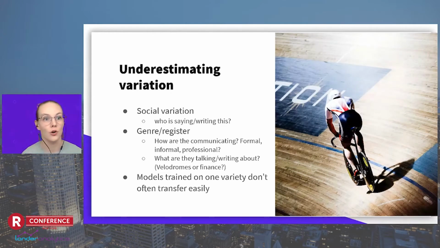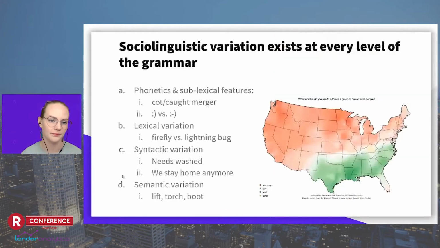What is the tone? How professional or formal is it? What is the topic that they are talking or writing about? So for example, a bank means something different in a velodrome, the little bike racing track, than it does in finance or watershed studies. The same word will have different senses. And the number one takeaway from this portion is that models trained on one variety don't often transfer easily.